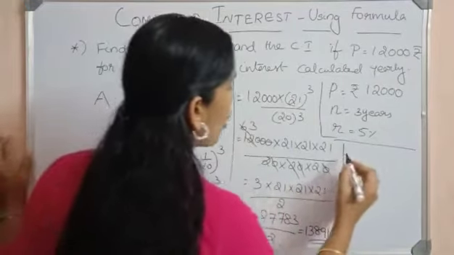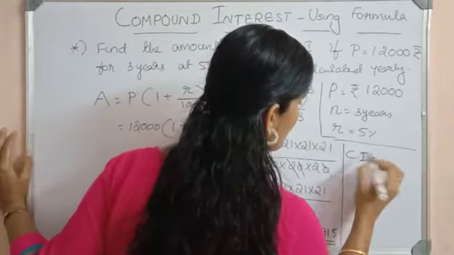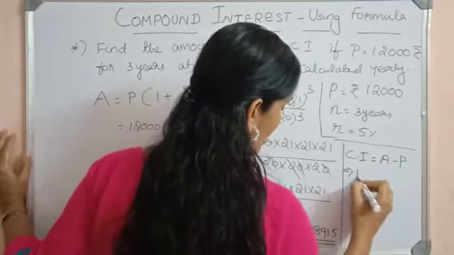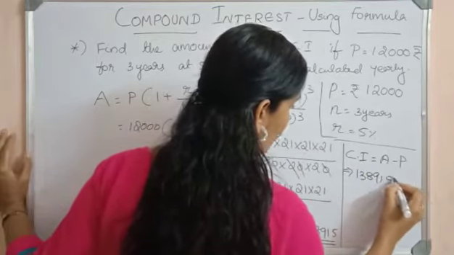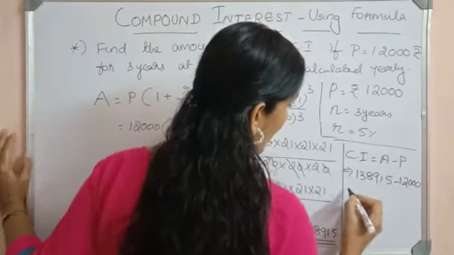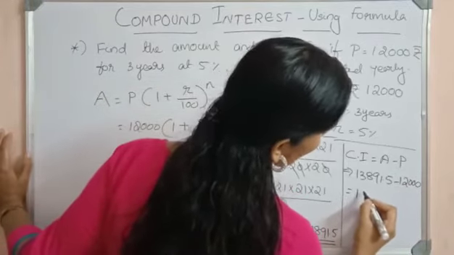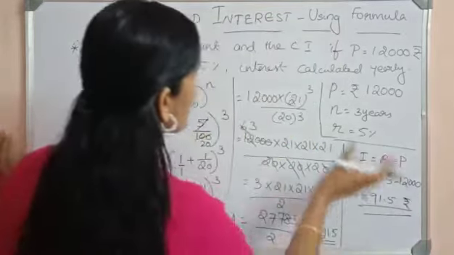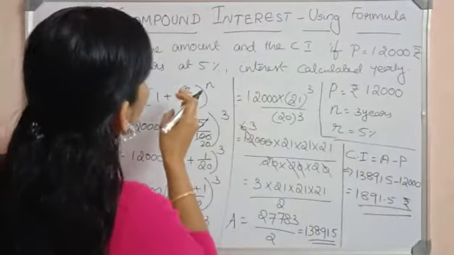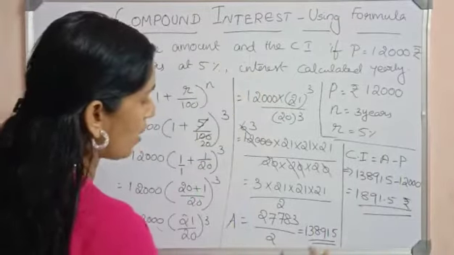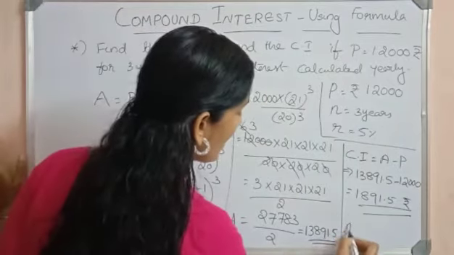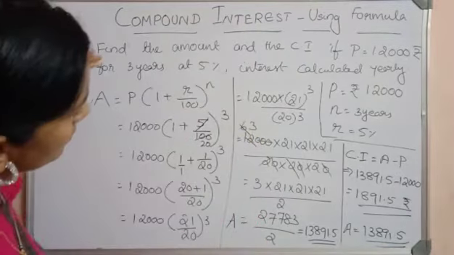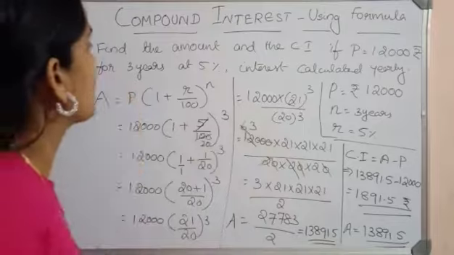Now we have to calculate the compound interest. As I have told you, compound interest is equal to A minus P, the amount minus the principal. That is 13,891.5 minus 12,000, and that is equal to 1,891.5 rupees. This is the compound interest he receives after 3 years at the 5% rate of interest, and the amount is 13,891.5. This is how we can find the solution of this particular question.